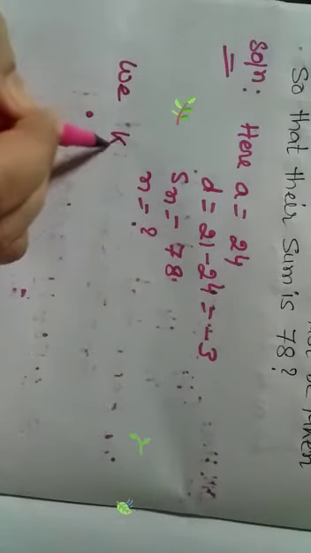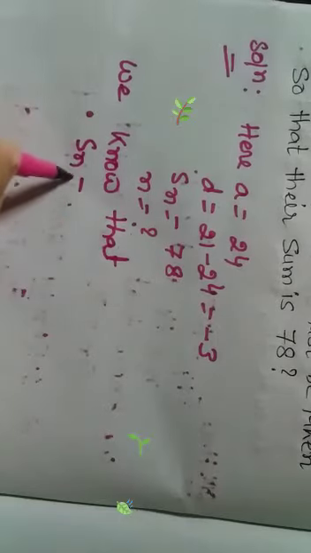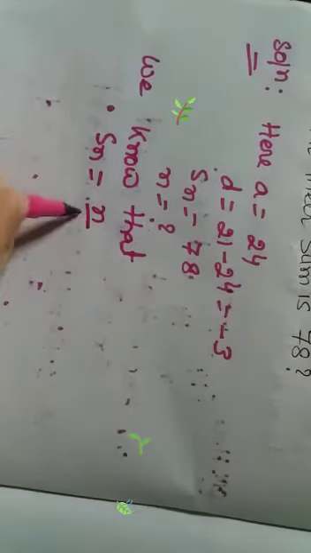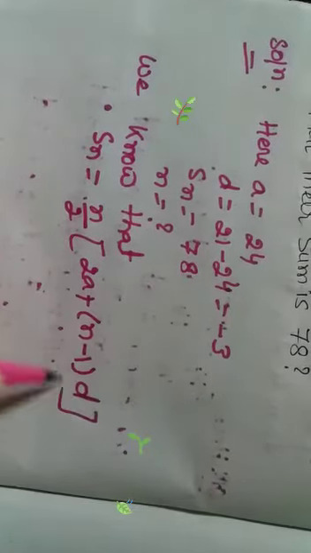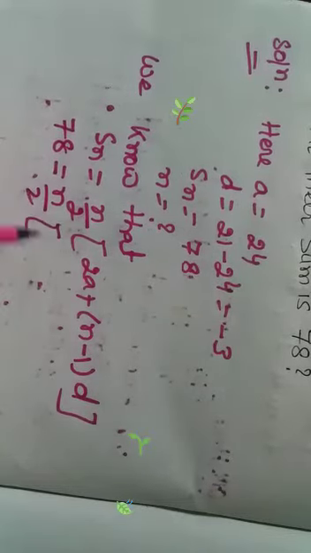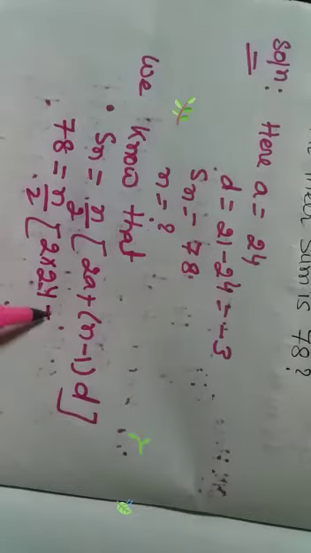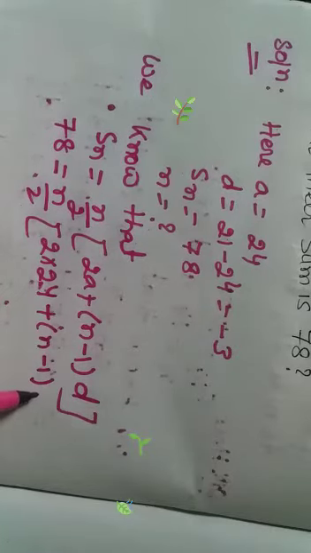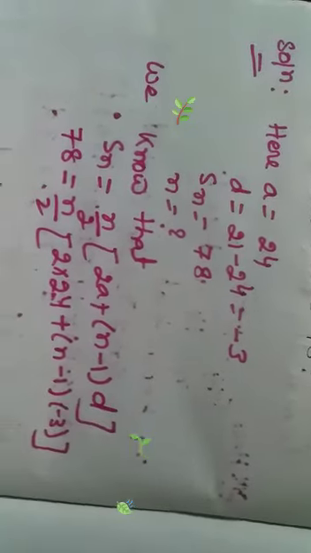We know that Sn is equals to n by 2 into 2a plus n minus 1 into d. Same formula. So Sn is 78, n we have to find, n by 2 into 2 into 24 plus n minus 1, and in the place of d we will write minus 3, because we got d as minus 3.